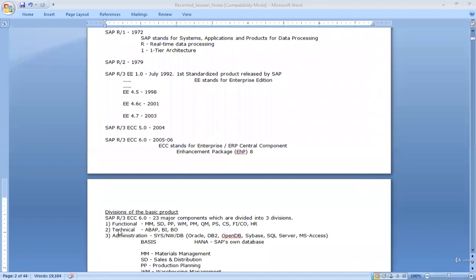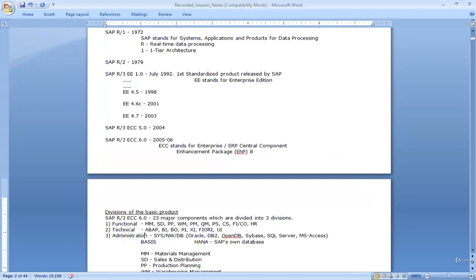The technical division is where all the programming related components are maintained. So here we have components like ABAP, PI, PO, XI, you have Fiori, you have UI, etc. The administration division is used for handling the systems administration, networking, and database. The systems and networking part in SAP is handled in a single component called Basis.